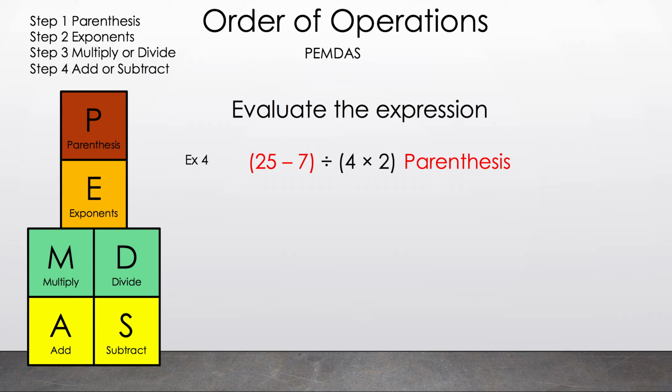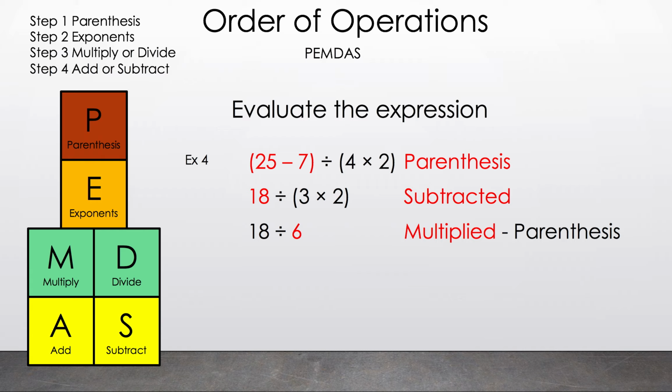So 25 minus 7, which gives me 18. Now we're going to worry about the second parentheses, which is 3 times 2, which gives me 6. And then we're going to do the last step, which is 18 divided by 6, which is 3. And that is your answer.